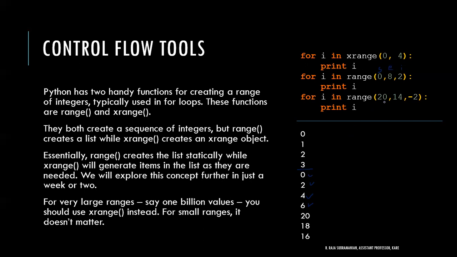Similarly, I can also specify 20, 14, minus 2. So it will start with 20, minus 2, that is 18. 18 minus 2 is 16. 16 minus 2 will give me 14, but I know the end value 14 should not be taken. So I stop with 16. This is how the range function will work with 3 parameters. We know that the range function can work with 2 parameters with the default value for the third parameter as 1. If you change the default value to any other number, the incrementation will take place accordingly. This is with respect to the for loop with range.